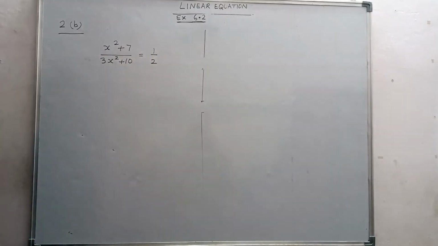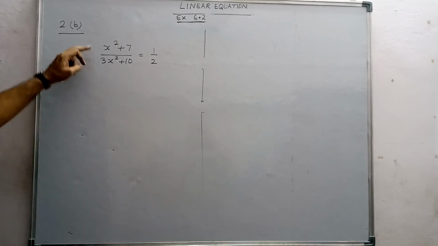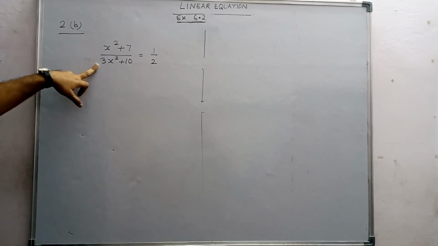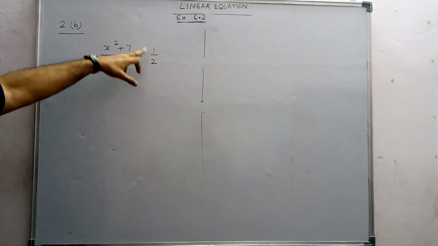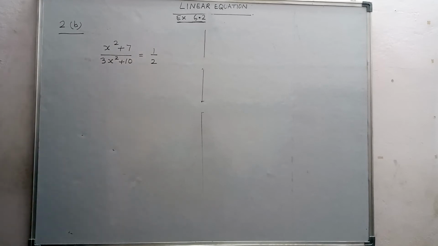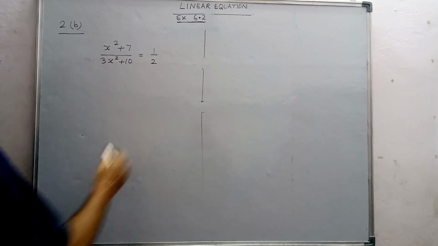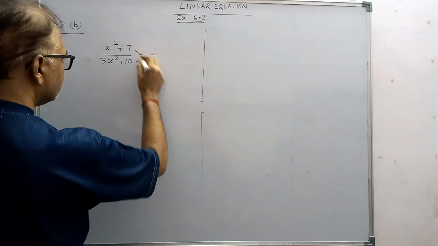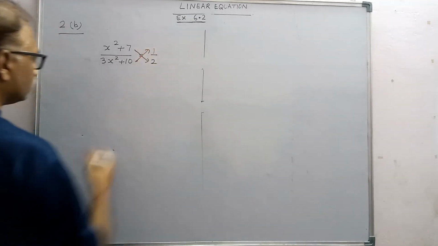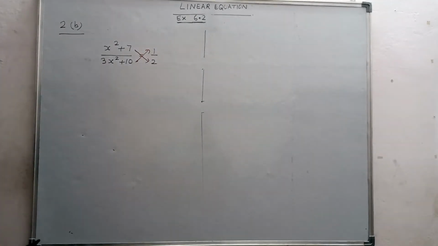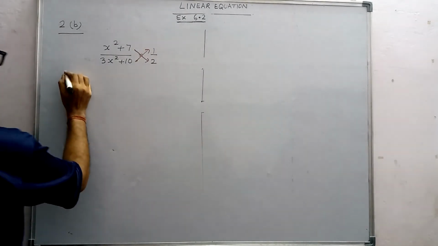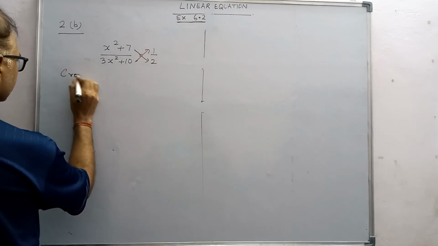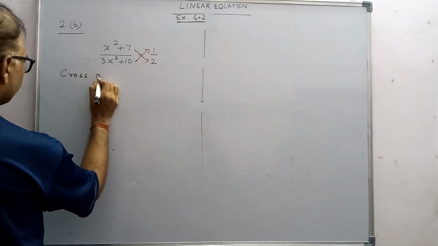2. Here you have numerator as x square plus 7, denominator as 3x square plus 10, other side you have 1 by 2. So step 1 we will do cross multiplication. Cross multiplying, so numerator here multiplied by this and this multiplied by this. So cross multiplying. So step 1, cross multiplying.